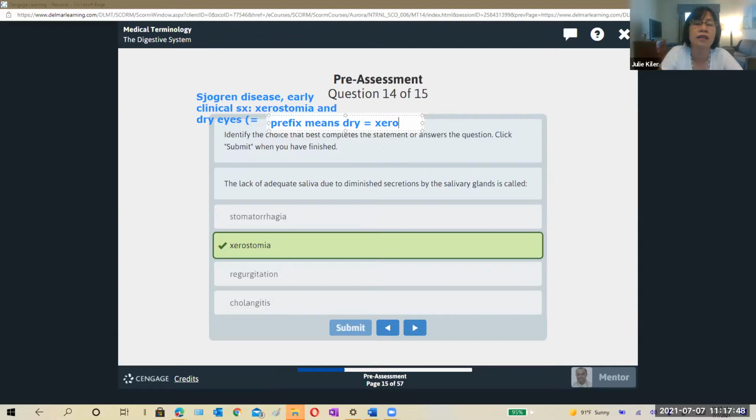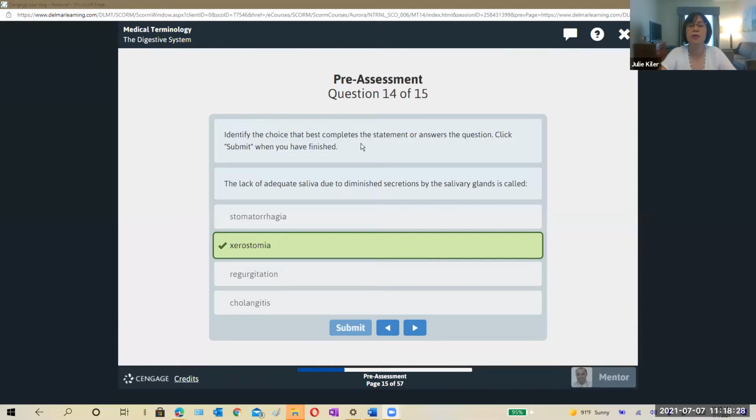Xero, right? See that? Stoma is mouth, and ia is pertaining to. So xerostomia is a dry mouth. If you want to say dry eyes, we just add xero and eyes. Yes, Sylvia, good job. Xero, ophthalmo. Are we good? All right, so even when we don't understand what it means, we got it. Okay, continue, Carmen.